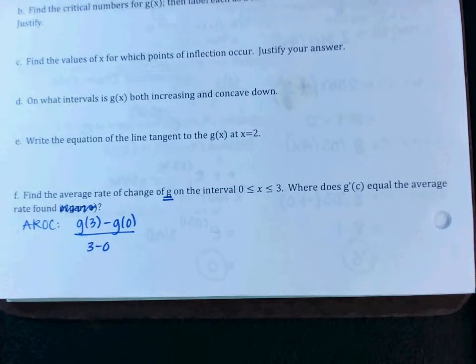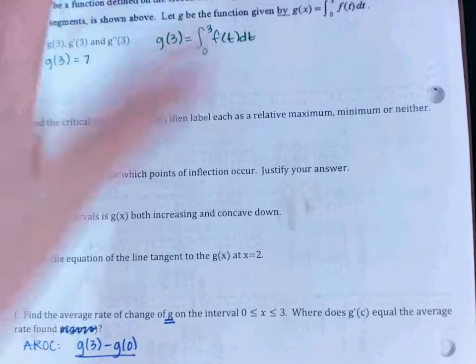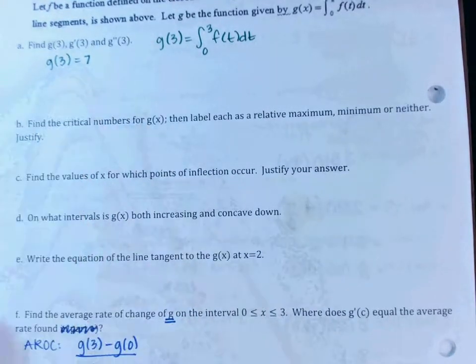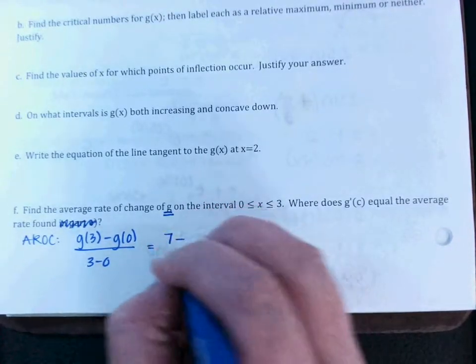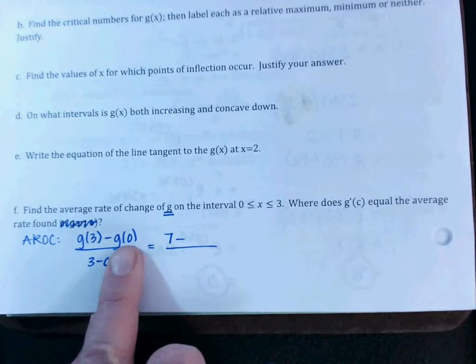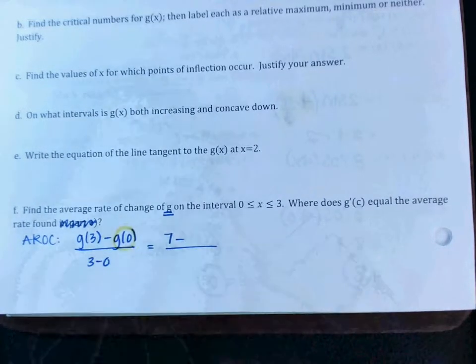over 3 minus 0. Now this is where you have to remember that G of 3 we already found. We literally just found it. It was 7, right here in part A. So G of 3 is going to be 7. However, G of 0 I have not found yet, so I'm going to have to go back and find that. So I'm going to come up here to the top and find out what my G of 0 is, because this is unknown at this point.